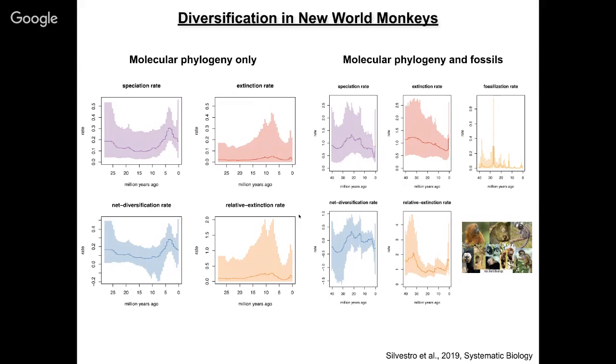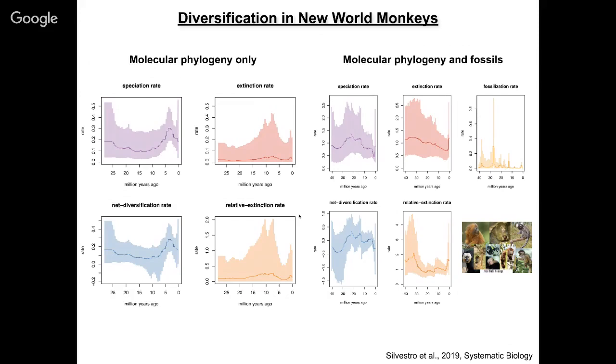And this is because we are observing some taxa at the present time, and the number of taxa at the present time is larger than the number of taxa that we started with. So that means that the net diversification rate must have been positive to reach that number.